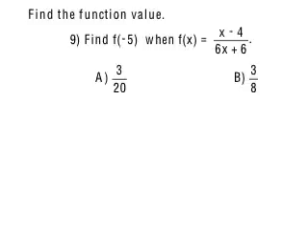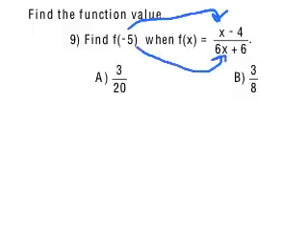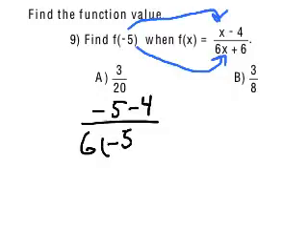Number 9, find the function value. So it says find f of negative 5 when f of x equals x minus 4 divided by 6x plus 6. Alright, so this is an easy one because this is just a plug-in. We're going to plug negative 5 in for x, both here and there, and we'll just see what we get. So we've got x minus 4, so that'll be a negative 5 minus 4 divided by 6x plus 6, which would be 6 times a negative 5 plus 6. Now we just simplify it. Negative 5 minus 4 is a negative 9.